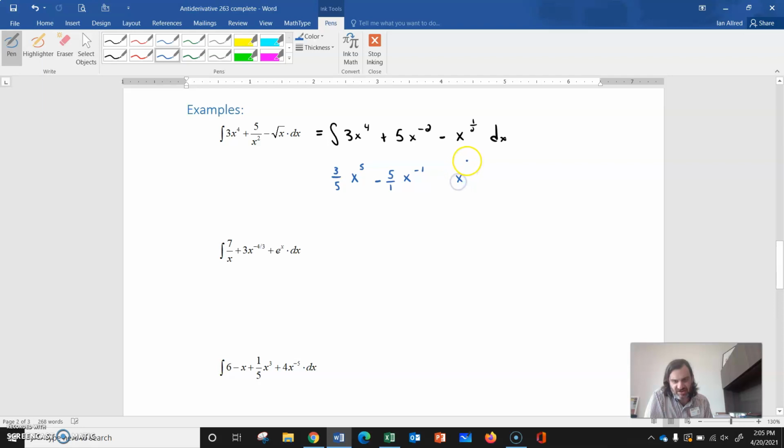The last part here, minus x to the 1/2 power. So we'll make that 3/2 as we increase it. We'll keep the minus 1 out there. We're going to divide by 3/2, so that's the same thing as keep, change, flip. So that'd be multiplying by 2/3. And let's not forget our plus c.